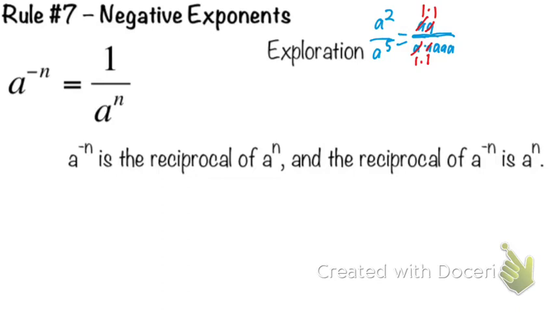So what do we have on the top? 1. What do we have on the bottom? 3 A's, so that's what? Do you want me to write A times A times A? A to the third, yeah, A to the third. So we got 1 over A to the third, right?